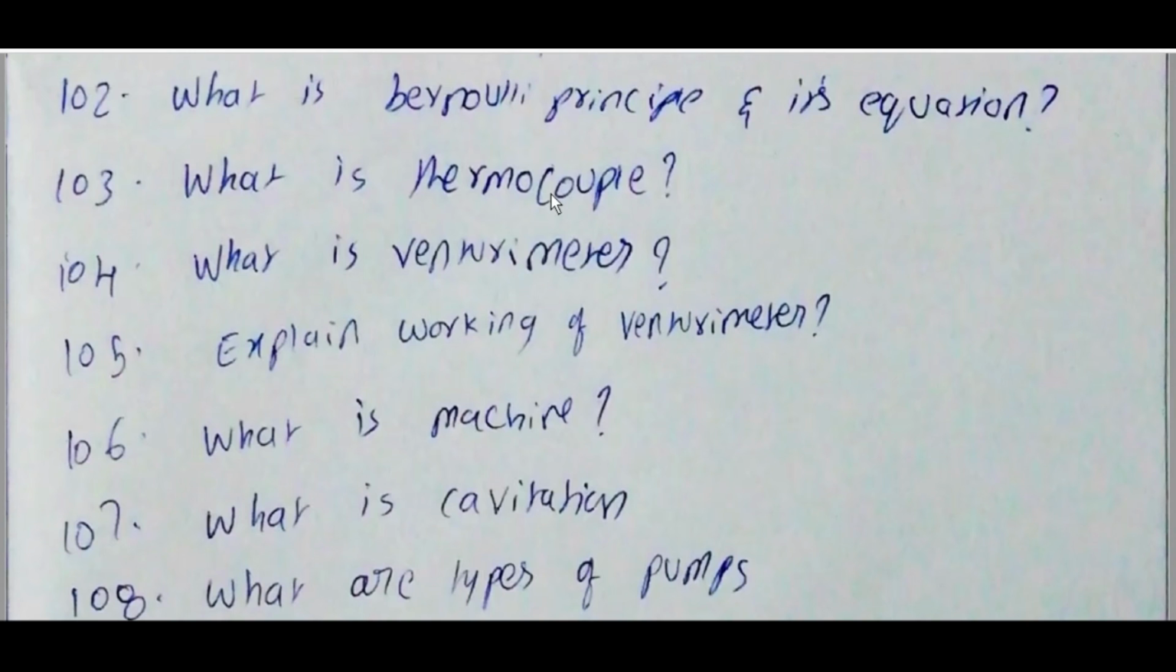What is a machine? A machine or mechanical device is a mechanical structure that uses power to apply forces and control movement to perform an intended action. What is cavitation? We already saw in question 30.